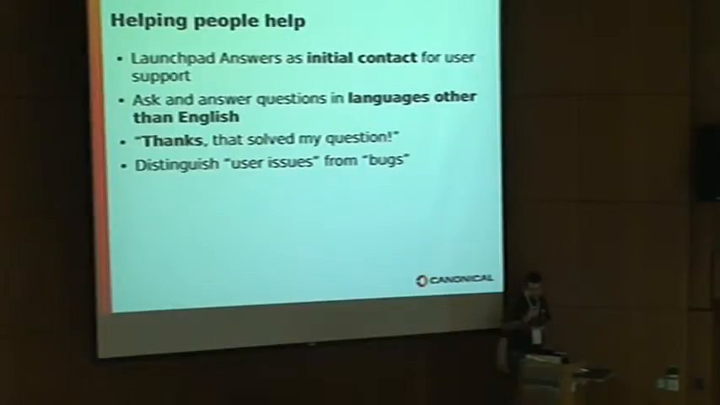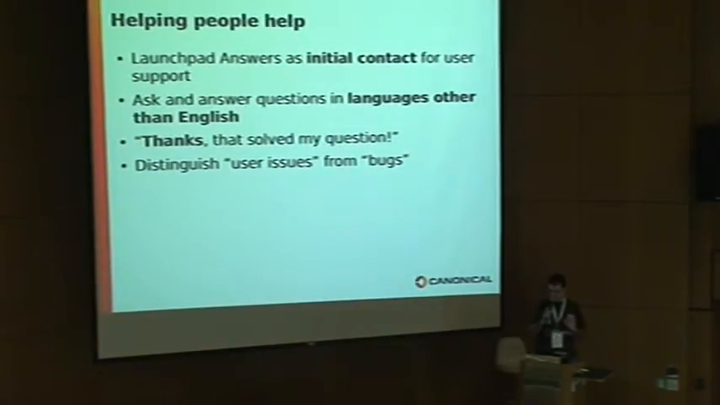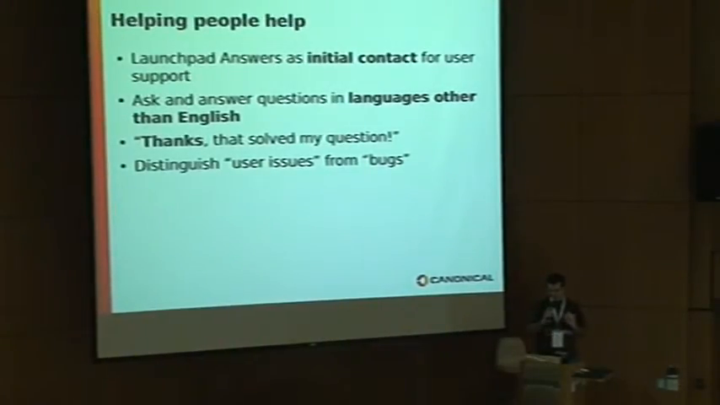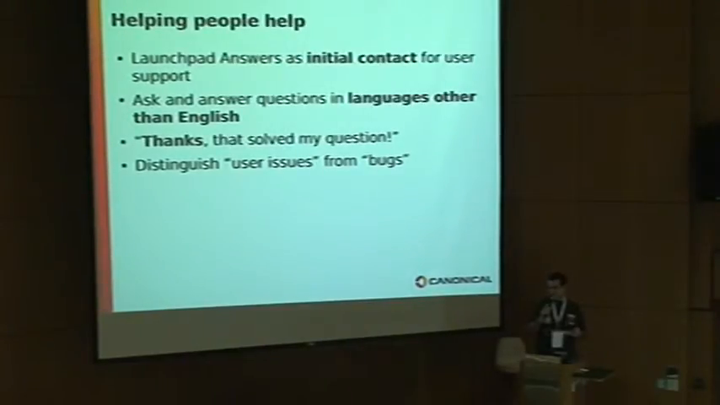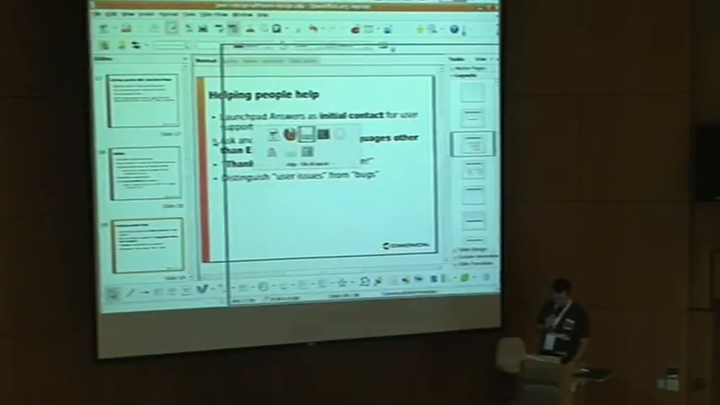Another aspect of helping people out with it is that we make a separation here between bugs as such, like bugs that need to be changed in the program source code, and things that the user is having a problem with that may or may not turn out to be a bug and may or may not turn out to be a new bug. And this is what we call Launchpad Answers.